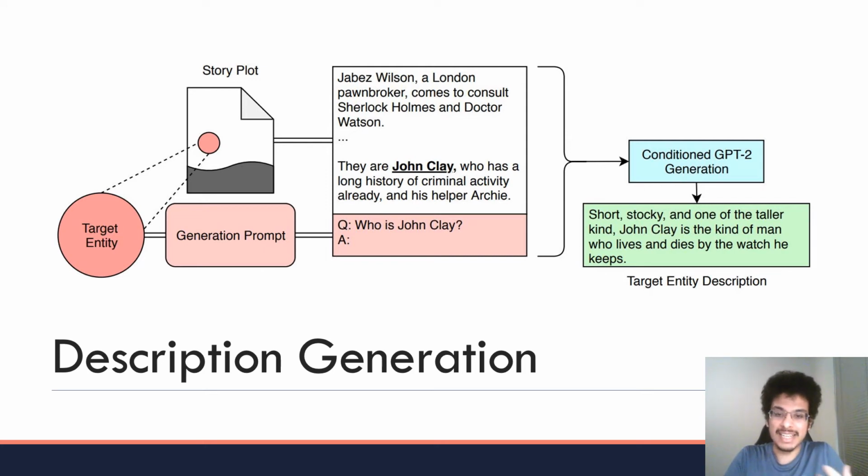So if the knowledge graph has identified this as a character, then the question is something like, who is this character? A full example of this is seen here, once again from the Sherlock Holmes example. We're trying to figure out who is John Clay in this example, and then we use GPT-2 to generate a description of John Clay: short, stocky, of the taller kind, and so forth.